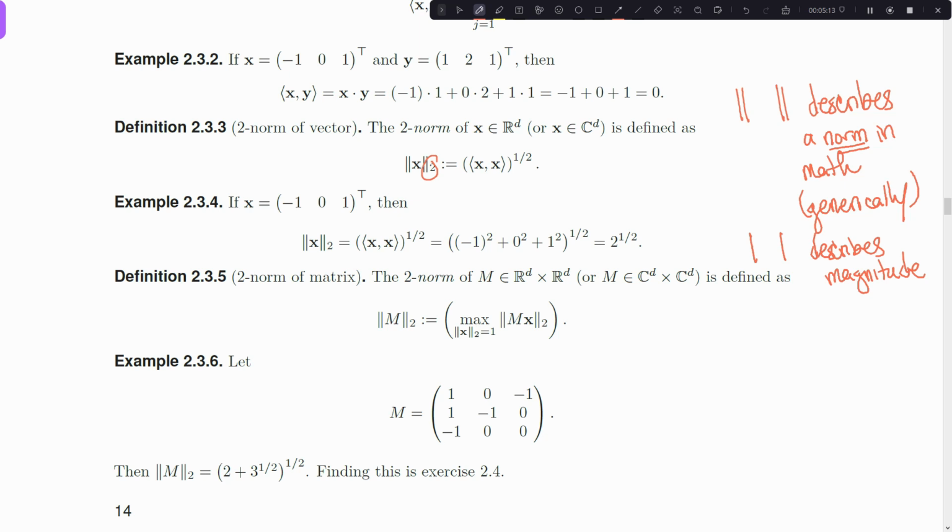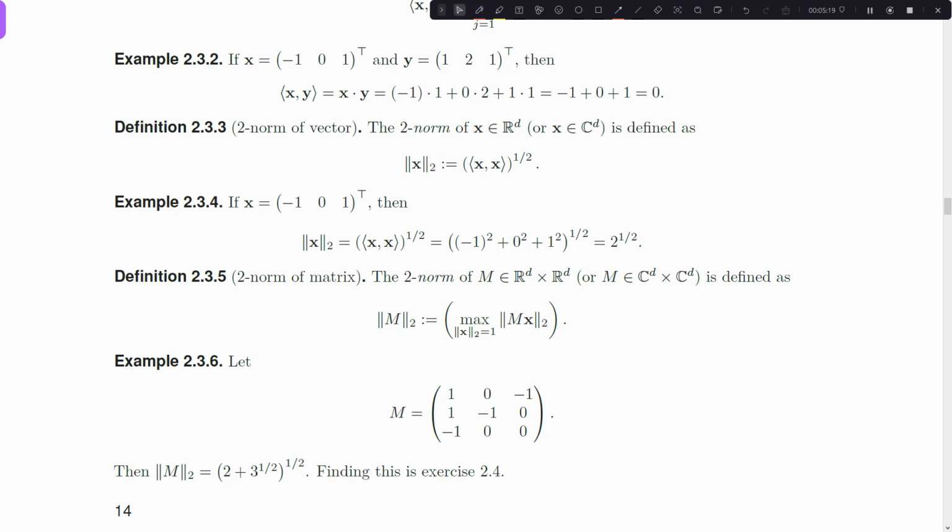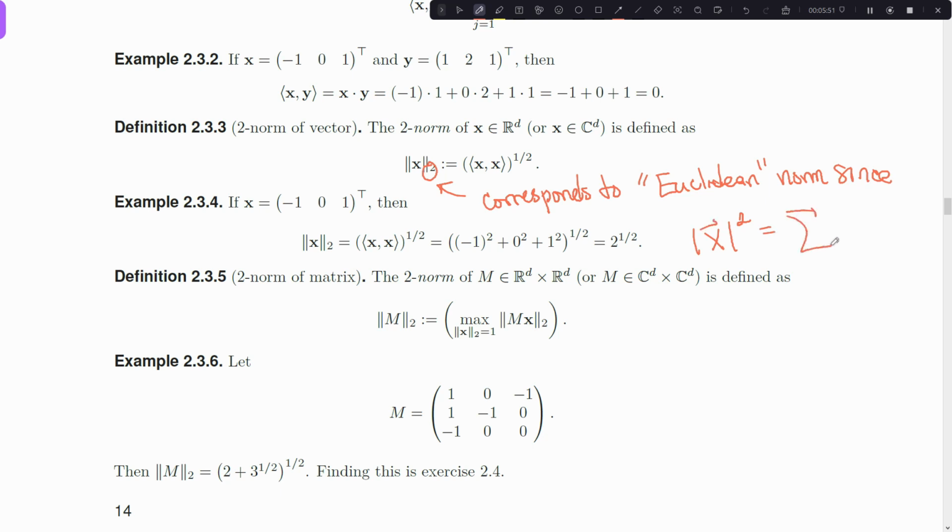And then in fact I've actually given a subscript 2 here, and you might be wondering why. Well, it's because subscript 2 corresponds to the Euclidean norm, since the norm, or the magnitude squared, of x as a vector is the sum of x_j squared.